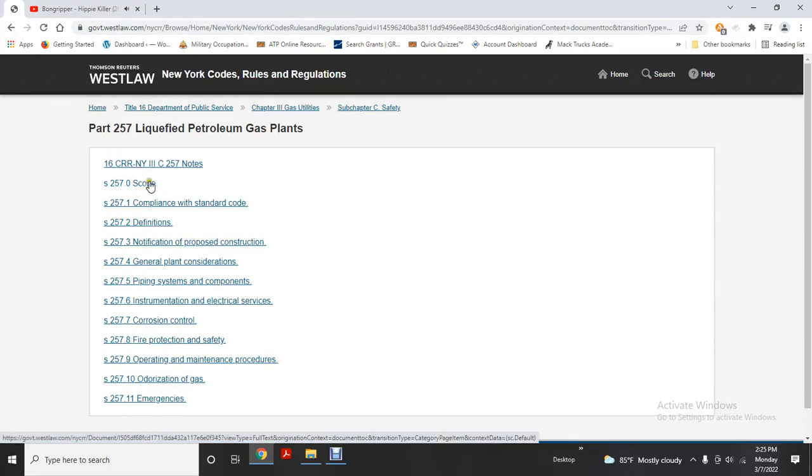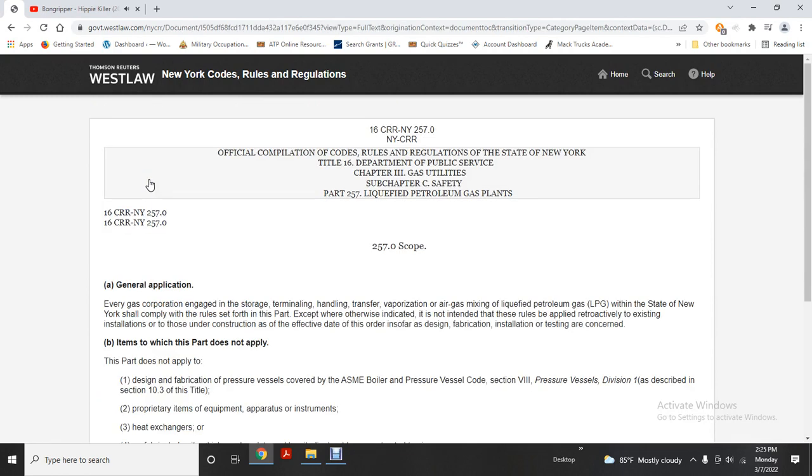Alright, Part 257, Liquid Petroleum Gas Plant, New York Codes, Rules and Regulations, 257.01. Scope. General application. Every gas corporation that stores, terminates, handles, transfers, vaporizes, or mixes air with liquid petroleum gas for the state of New York shall comply with the rules set forth in this part, except as otherwise indicated. The intent of the rules is to apply retroactively to existing installations as well as those under construction, effective the date, so far as design, fabrication, installation, and testing are concerned.